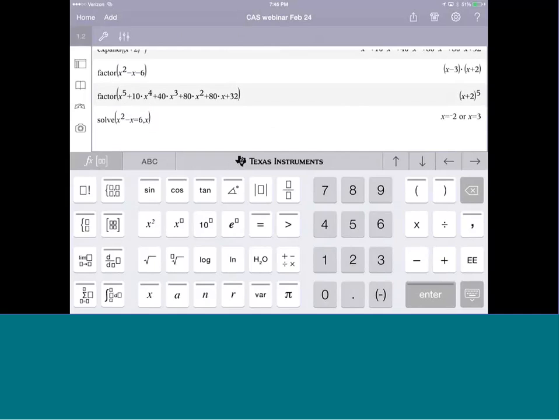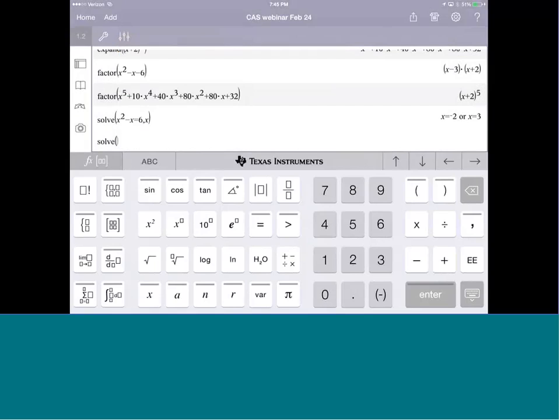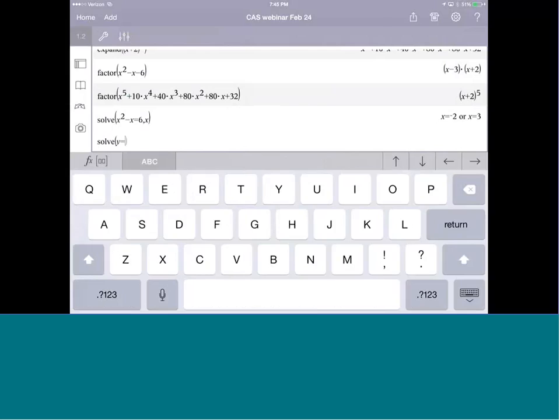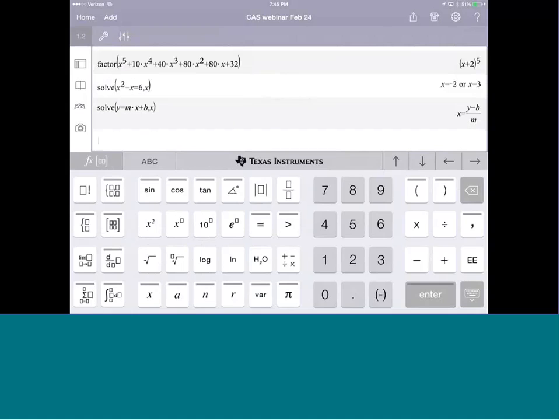You can also solve literal equations. So I'm going to solve, and notice I don't have a y here, so I'm going to tap on the x, and since it has a bar, I have these other variables available to me. So y equals, I don't think there's an m on here, so I'm going to need an m for slope, times x plus b, and b is above the a, if I remember correctly. And I'm going to solve that, comma, for x. And you can see it'll solve literal equations.